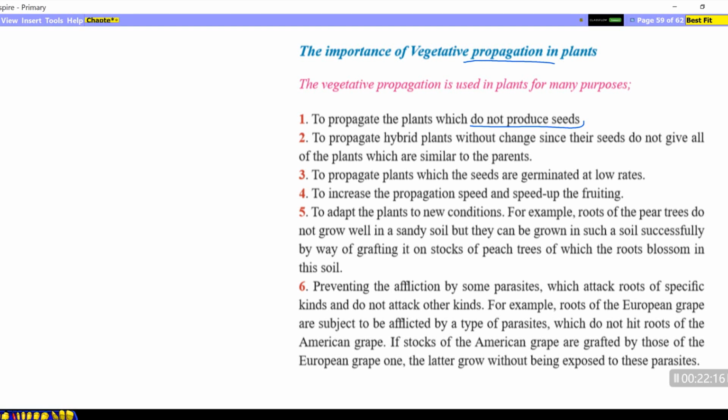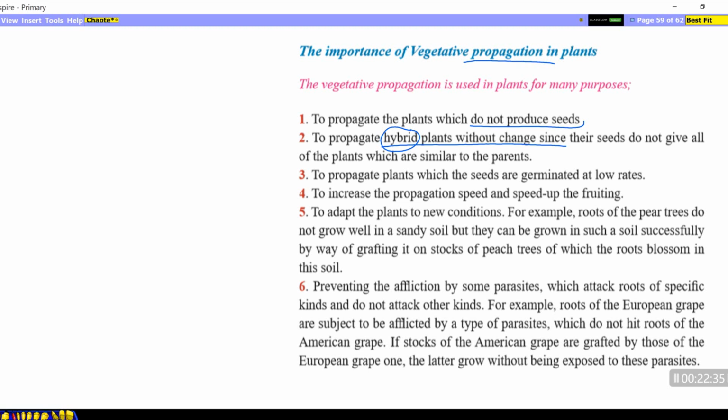To propagate hybrid plants without change, because hybrid plants are formed by cross-pollination with good quality. If farmers want to preserve the quality of their product, they produce new plants by propagation.